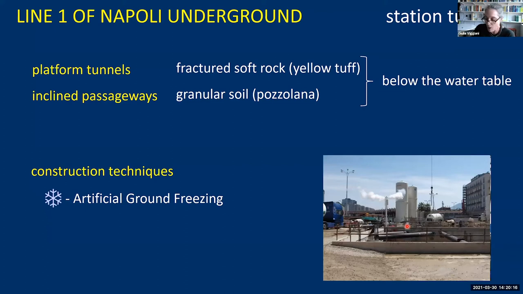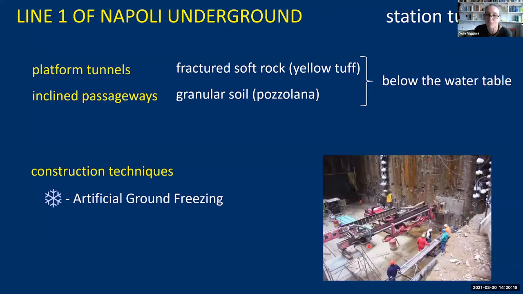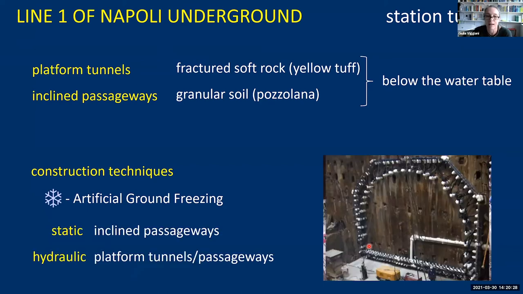And how was this work carried out? Starting from the shaft, freeze holes were inserted by directional drilling parallel to the future excavated section. And then you get an ice wall that is completely surrounding the future section of the platform tunnel that is, of course, orthogonal to the wall of the station. And this ice wall serves both static purposes for the inclined tunnels and hydraulic purposes. So it's making the excavation watertight. And this is true both for platform tunnels and for the inclined passageways.